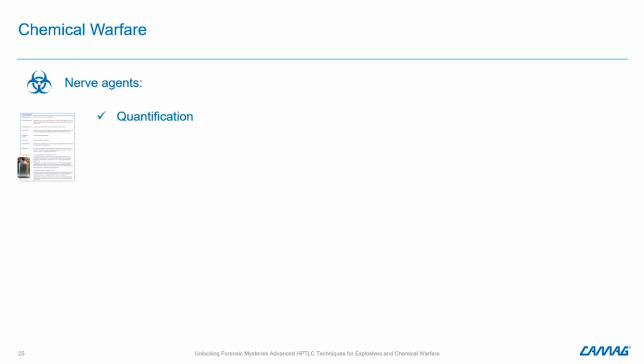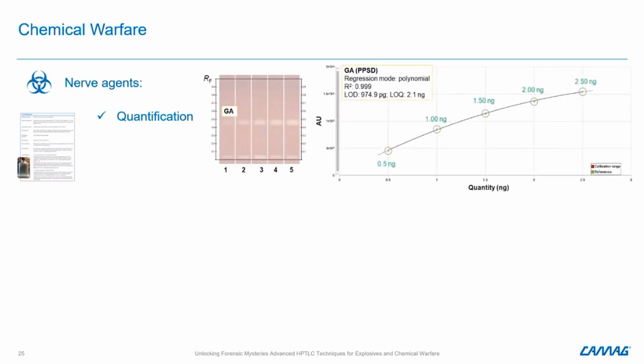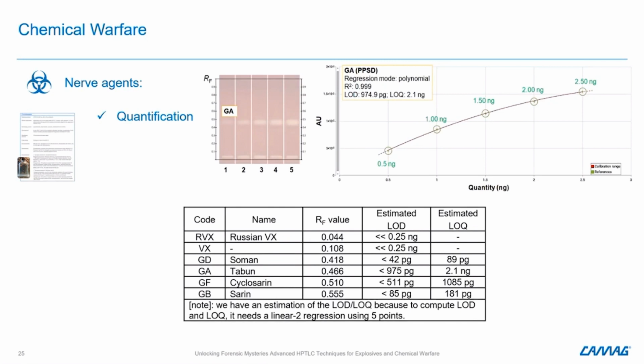If now we look at the quantification part, if we apply different application volumes, for example here for the GA, you see that we are able to generate the calibration curve. And from the calibration curve, we are able to estimate the LOD and the LOQ. Here you see that for the RVX and the VX, we can really go lower than 0.25 nanogram.